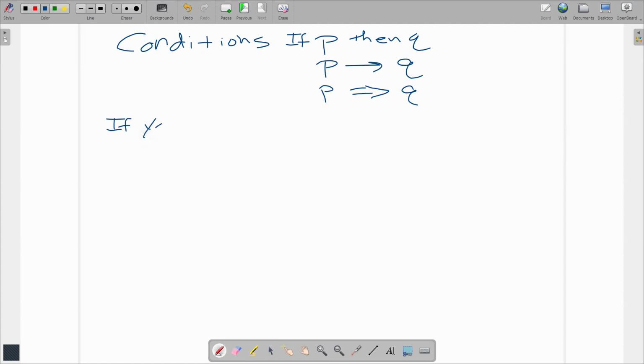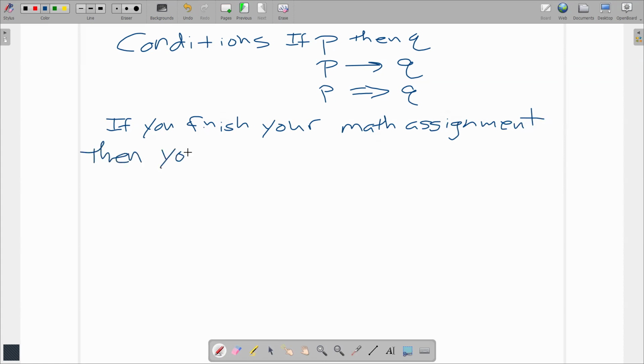If you finish your math assignment, then you can have chocolate. I like chocolate. I have a nice bar of chocolate at home, but I can't have it tonight until I finish grading all my math stuff. So that's my motivation.